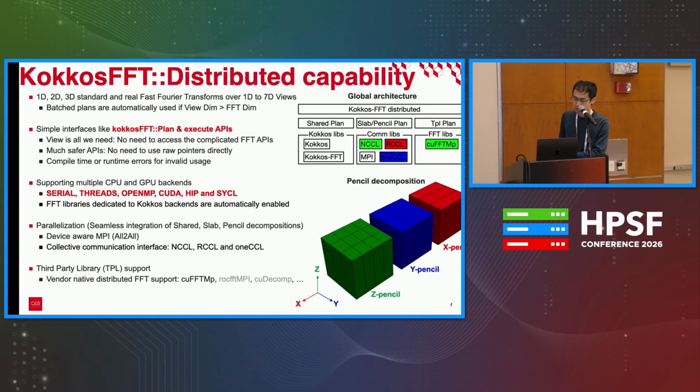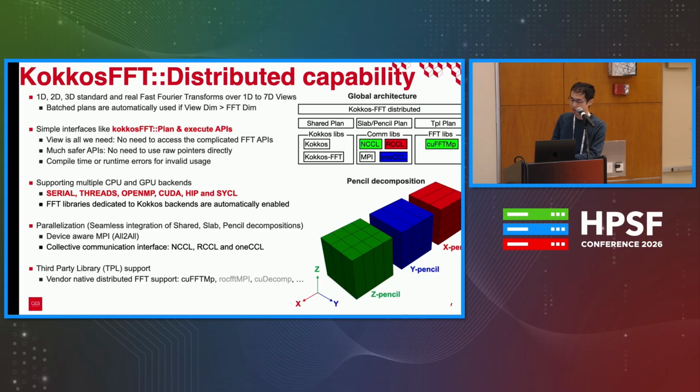This slide summarizes the Kokkos-FFT distributed capability. The top right figure summarizes what we are doing. There are the prime classes, and "shared" means the embarrassingly parallel case. The batch parallelization is only made in the batch direction, so you don't need to do any complicated MPI stuff. The slab and pencil plans just imply the slab decomposition or pencil decomposition.